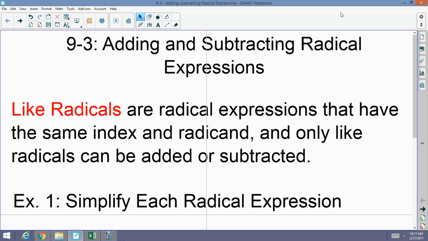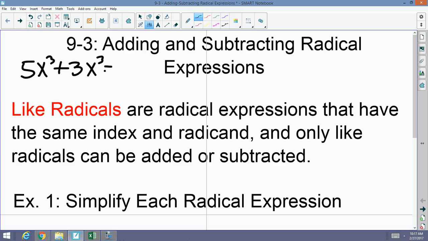If you remember, guys, you cannot add any terms together just randomly. You have to add like terms. So, for example, if I had 5x cubed plus 3x cubed, that would be 8x cubed because the variables were the same and raised to the same power. Those were like terms, okay?